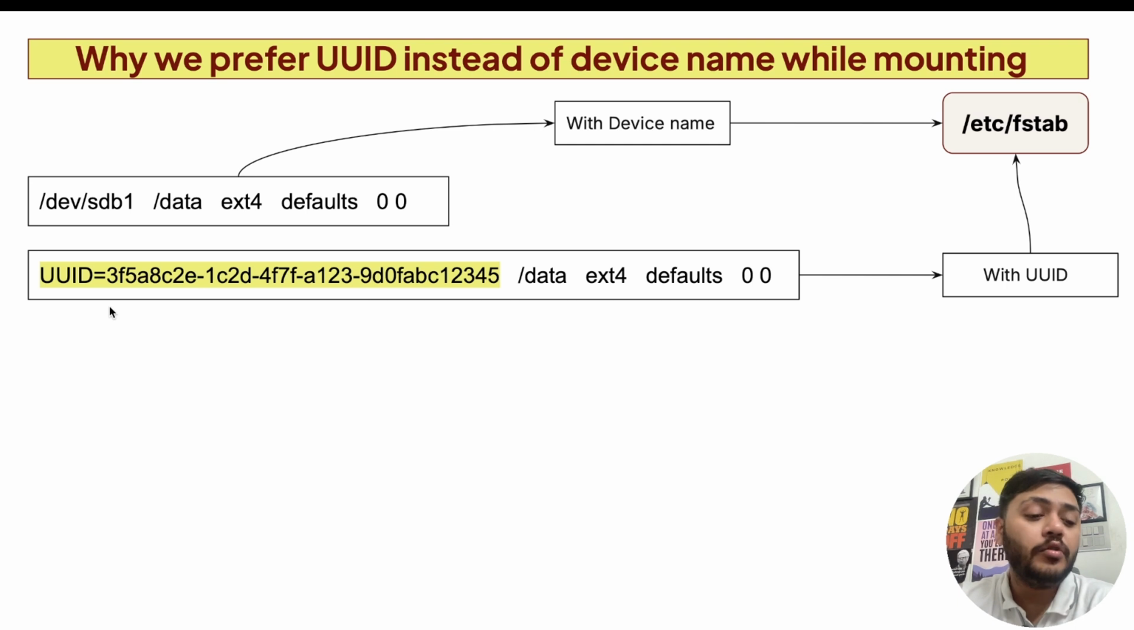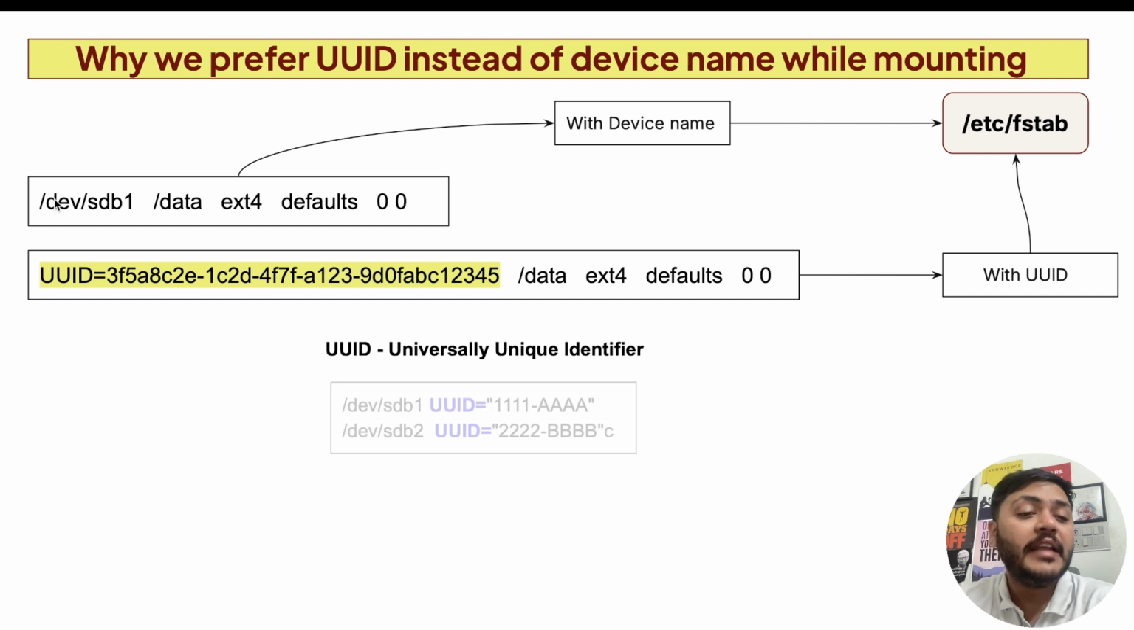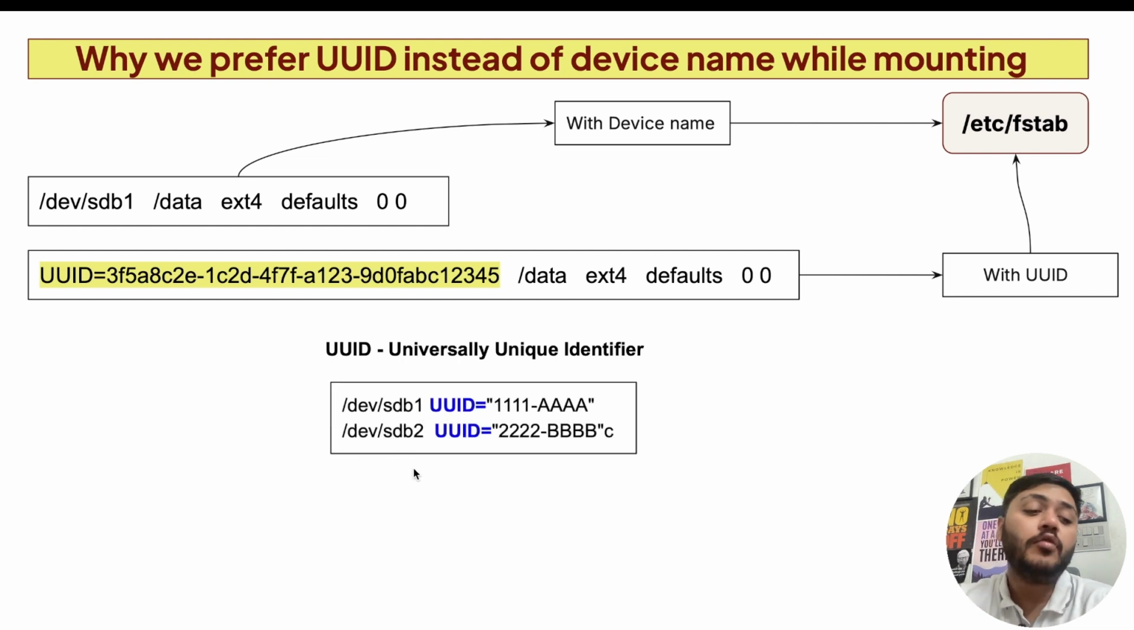So what is this UUID? UUID is basically a universally unique identifier. It means your devices like /dev/hdb1, /dev/hdb2, /dev/hdb3 each have their own unique ID. Like in an office, we have our own employee ID. Like this, every device has its own employee ID or unique ID.